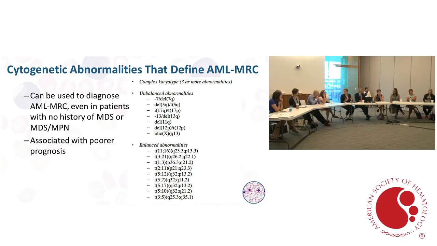So your cytogeneticist might use a phrase like, it's unbalanced. Unbalanced means if you look across all the chromosomes, you have a relative gain or loss of genetic material. So the classic examples that you might see in MDS or AML might be the loss of the whole chromosome 5 or 7, or the loss of the long arm of those chromosomes. If you see P, that's the short arm of the chromosome. Q is the long arm of the chromosome.